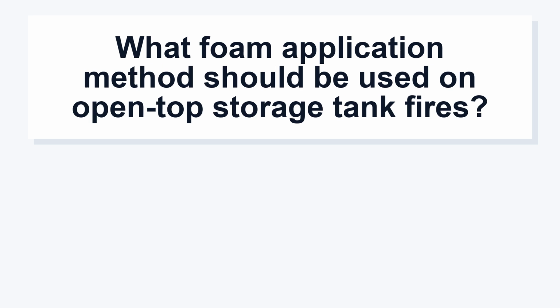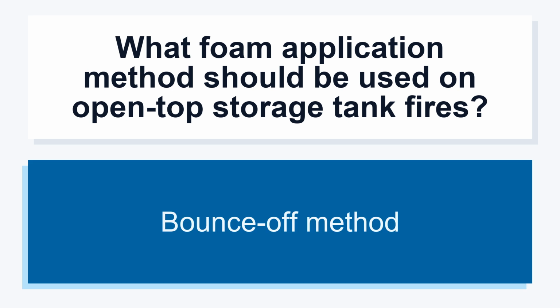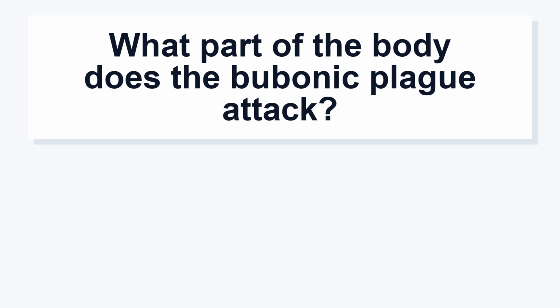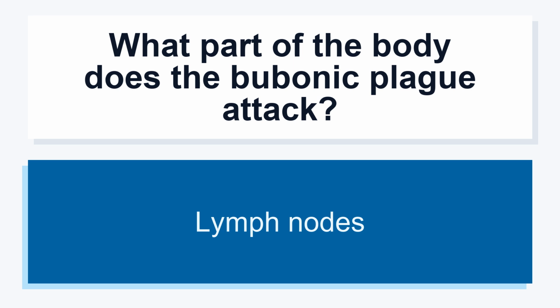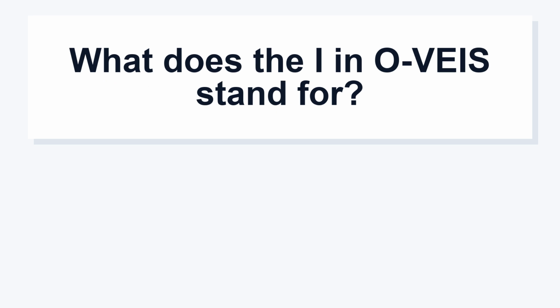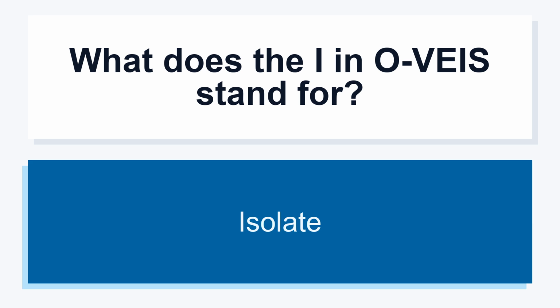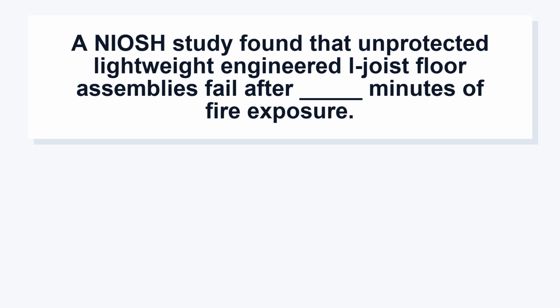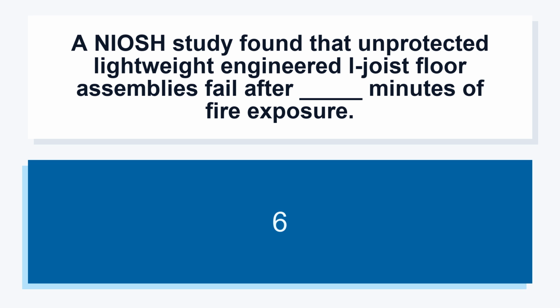What foam application method should be used on open-top storage tank fires? Bounce-off method. What part of the body does the bubonic plague attack? Lymph nodes. What does the INOVEIS stand for? Isolate. A niche study found that unprotected lightweight engineered I-joist floor assemblies fail after minutes of fire exposure. 6.